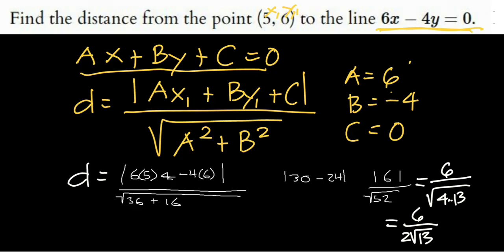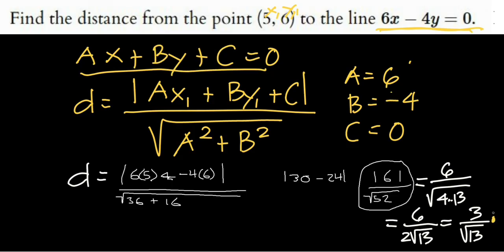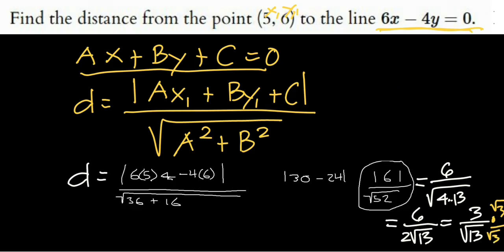Got it? Yeah, that one is correct. But you can further simplify that. I'm sure your teacher would ask for the simplified form. And then 6 is divisible by 2. This is 3 over square root of 13. And then you cannot leave a radical in the denominator, so you have to rationalize. You multiply both the numerator and denominator by square root of 13.